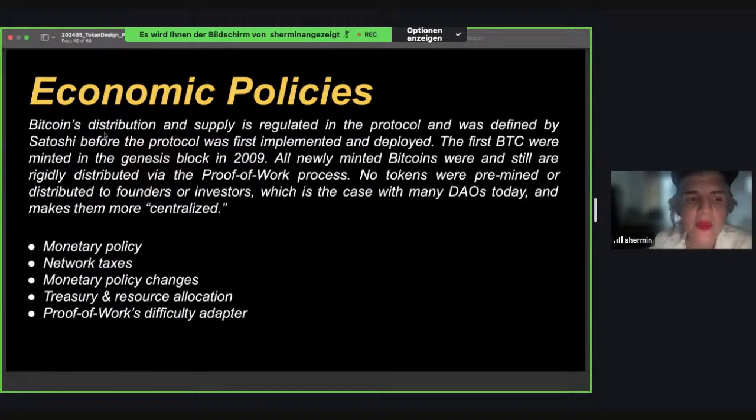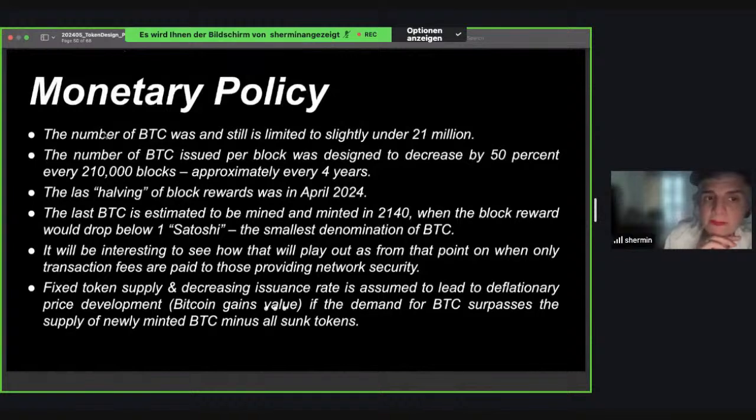As for economic policies, we will have a look at these 5 policy tools: the monetary policy, network taxes, policy changes, treasury and resource allocations, and proof of work difficulty adapters. So the number of Bitcoin is limited to 21 million, and it's rigid. It's not adaptive, and therefore the exchange rate cannot be manipulated either because it is very rigid. That has advantages, but it also has the disadvantage of not being able to maintain a stable exchange rate.